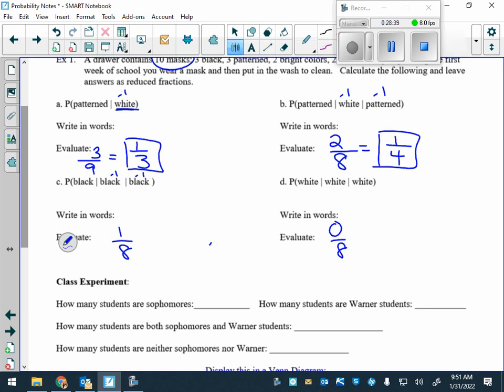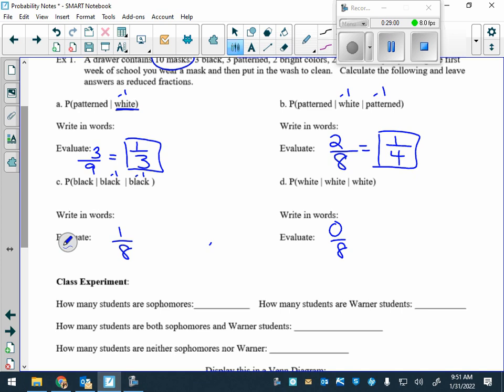So we went through our basic probability, theoretical and experimental. We went through independent versus dependent. Now, this last thing that we're going to do before you get to some practice is going to set us up for next class.